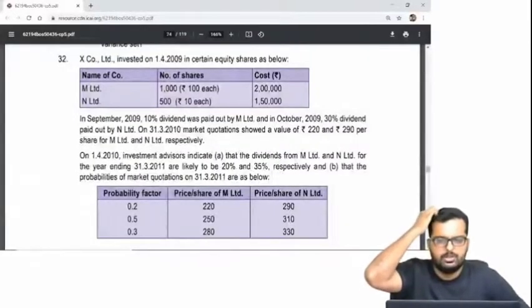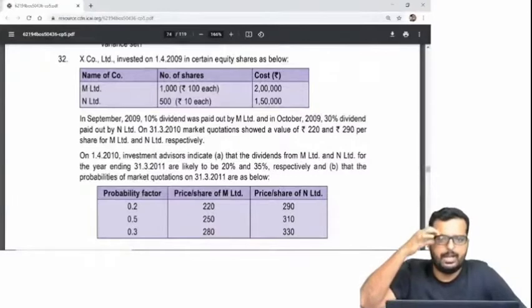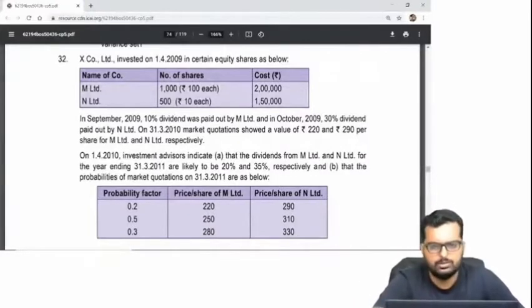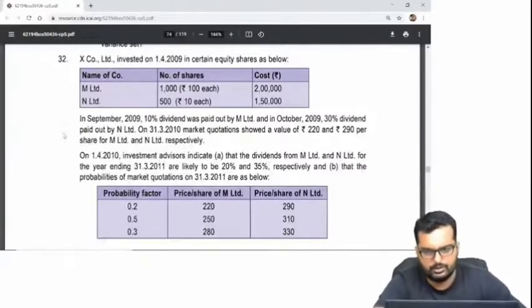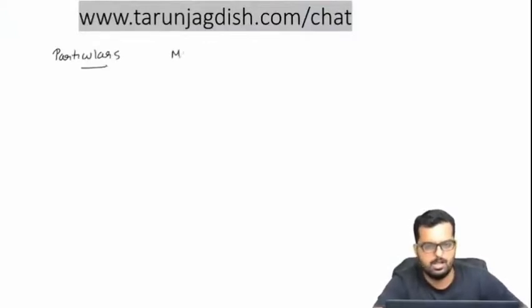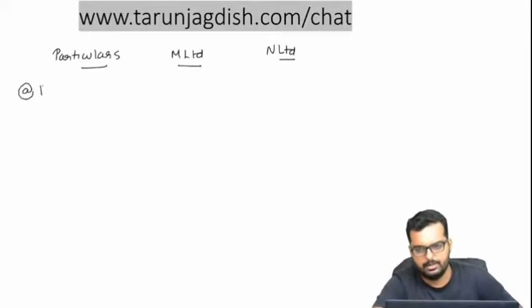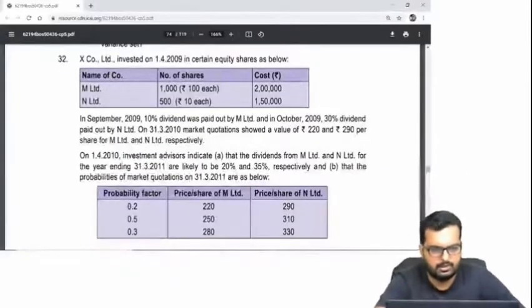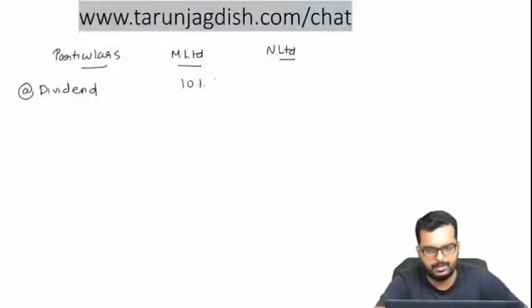In September 2009, 10% dividend was paid out by M Limited, and in October 2009, 30% dividend was paid out by N Limited. So they have given some details about the dividend particulars. M Limited, and N Limited. Point number A would be dividend. How much is the dividend given over here? 10% by M, 30% by N.